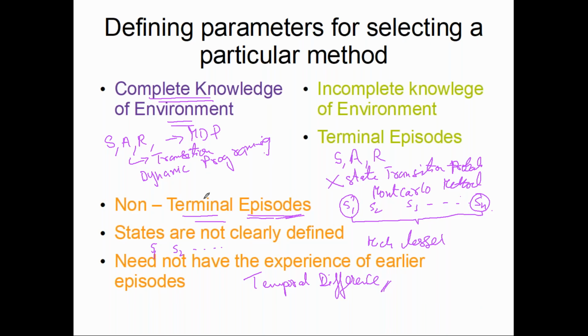Let me make a quick recap. In dynamic programming, we know everything about the environment: states, actions, rewards, and how we move from one state to the other using the state transition probability. But with the Monte Carlo method, we know states, actions, rewards, and the entire episode, and the only thing we are missing is the state transition probability. That means we cannot define a probability for how it moves from one state to the other. And this is a terminal episode, which is limited: we have a start state and an end state.